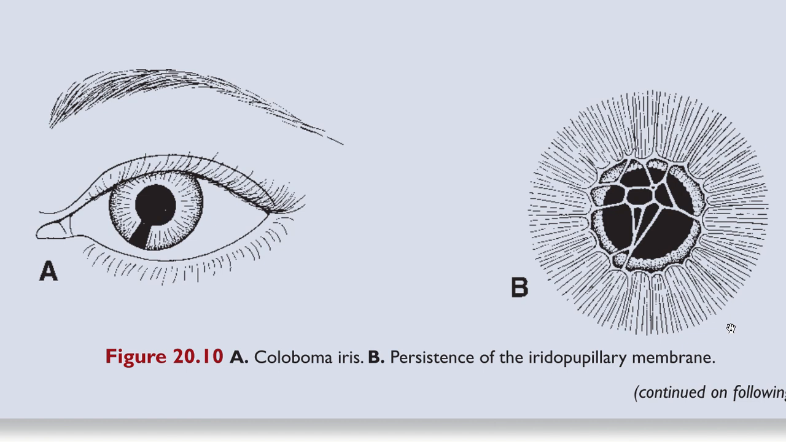And then to our right here we have a persistent irido-pupillary membrane, which we said is going to obliterate. If it just fails to obliterate, you actually have a layer of membrane that is just anterior to your pupil. All right? Good. Let's take a look at another clinical correlate.